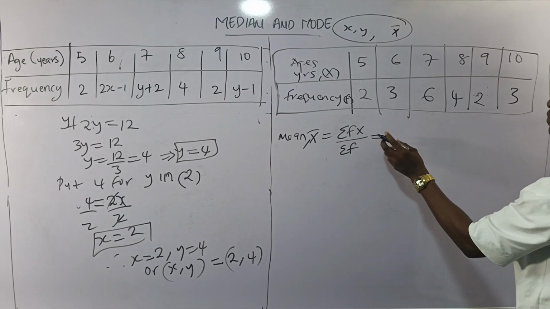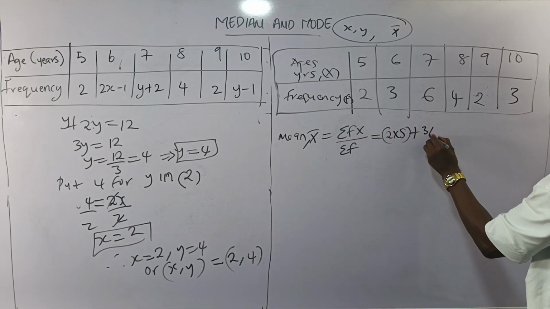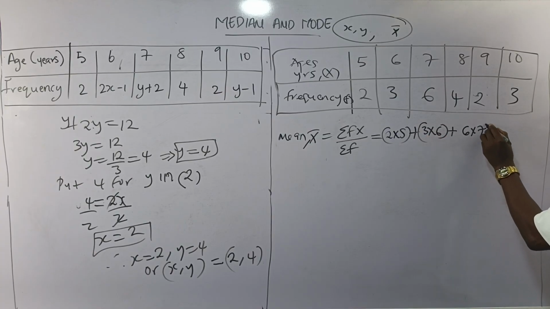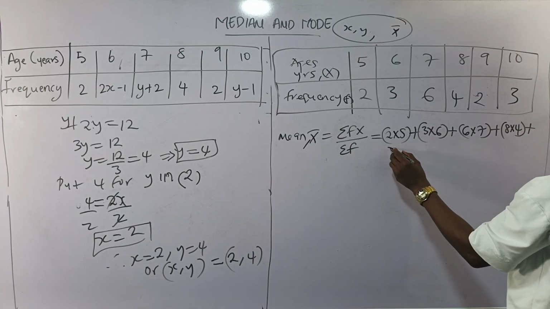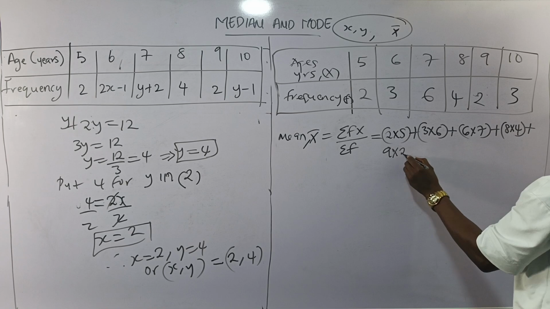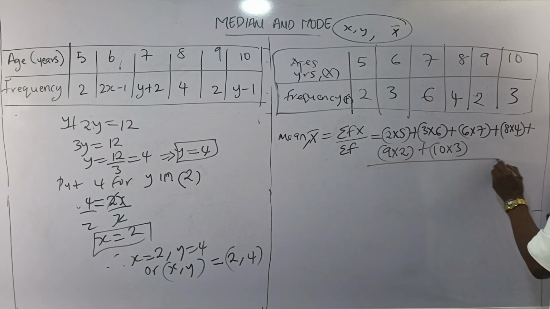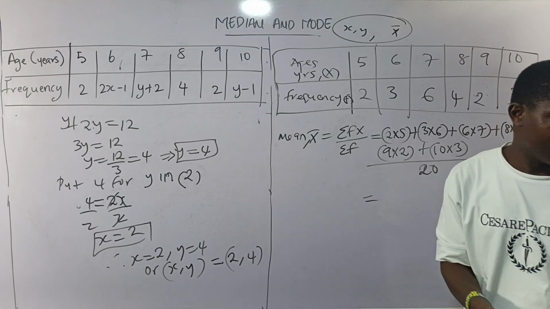So we simply have frequency is 2, so we have 2 times 5 plus 3 times 6 plus 6 times 7 plus 8 times 4 plus 9 times 2 plus 10 times what? 3. All divided by the summation of the frequency, which is what? 20. Now I'll use my calculator.